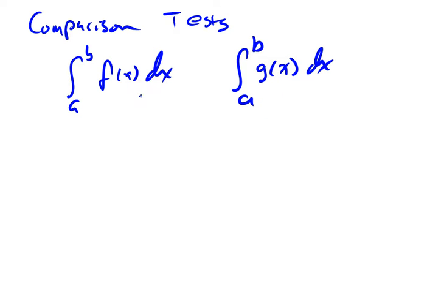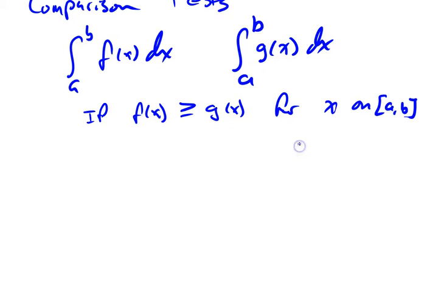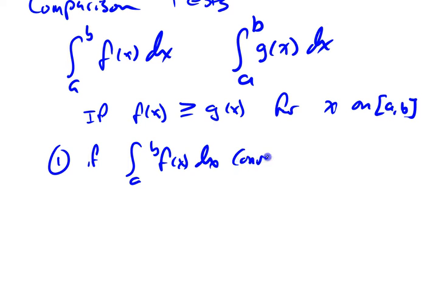Okay. So suppose also that f of x is always greater than or equal to g of x for x on the interval a to b. So f is the big function and g is the little function. So here's some things I can say. One, if the integral from a to b of f of x converges, I also want to point out that these are positive functions. I'm dealing with positive functions.